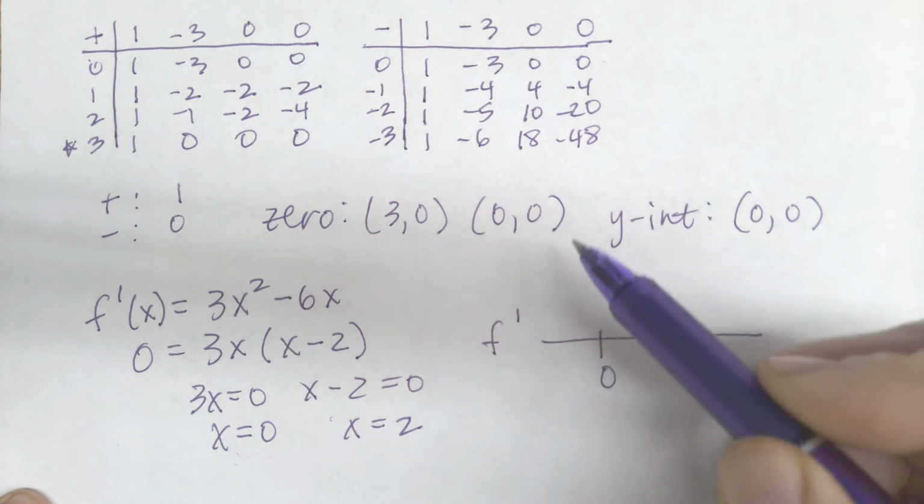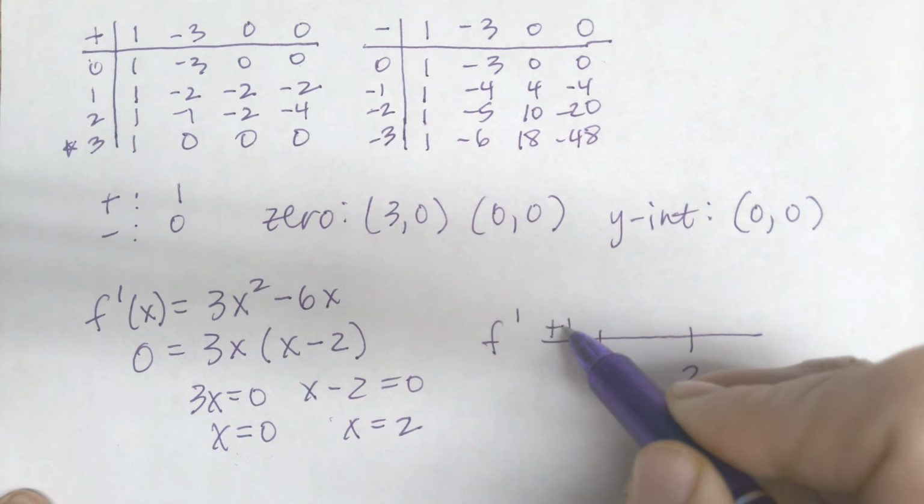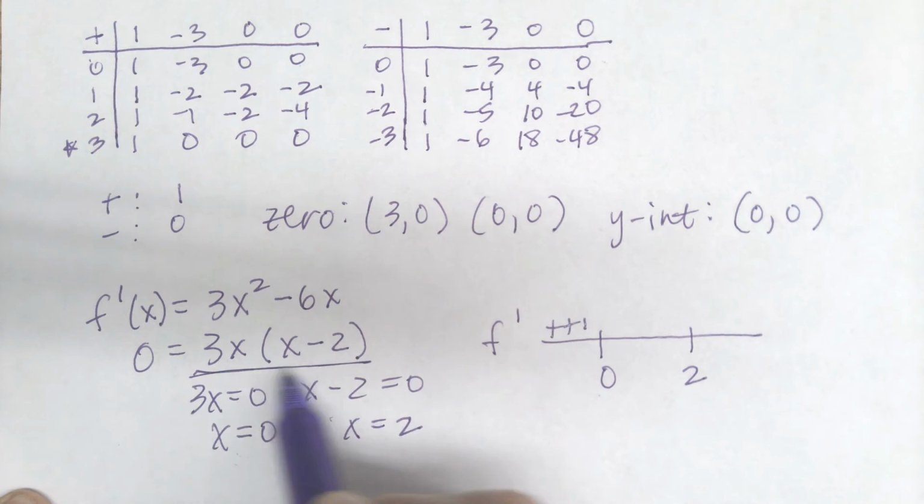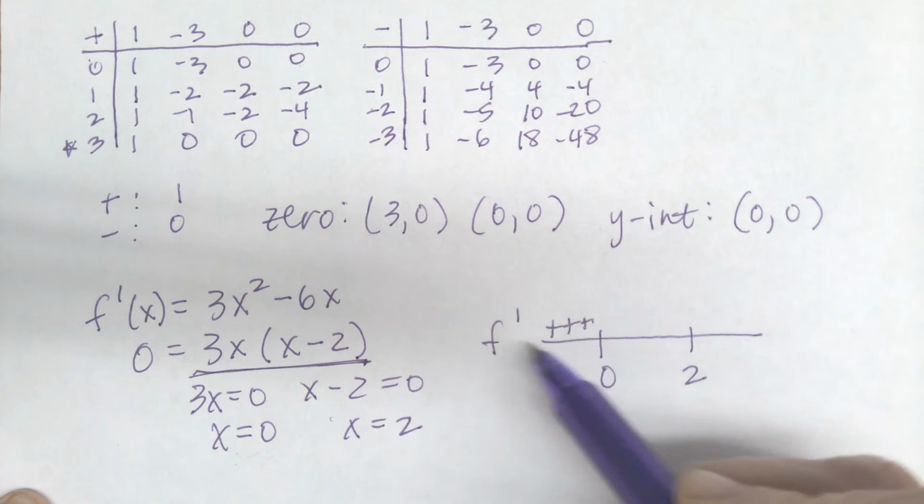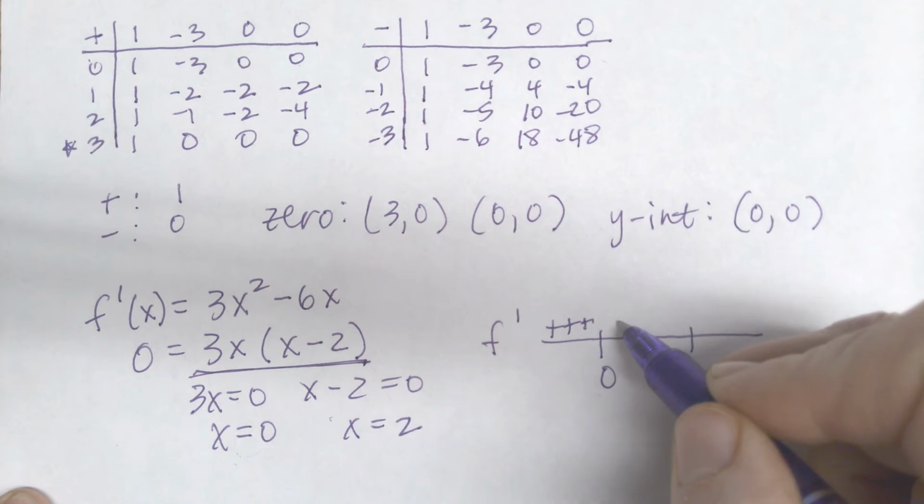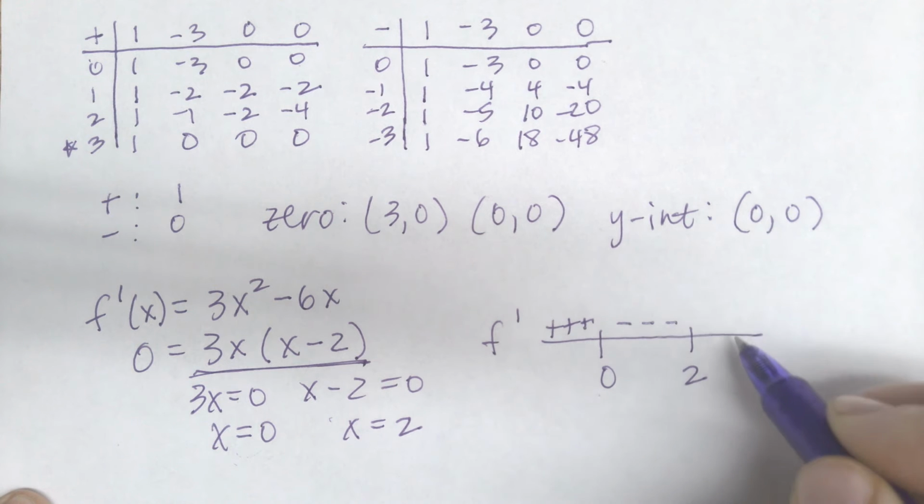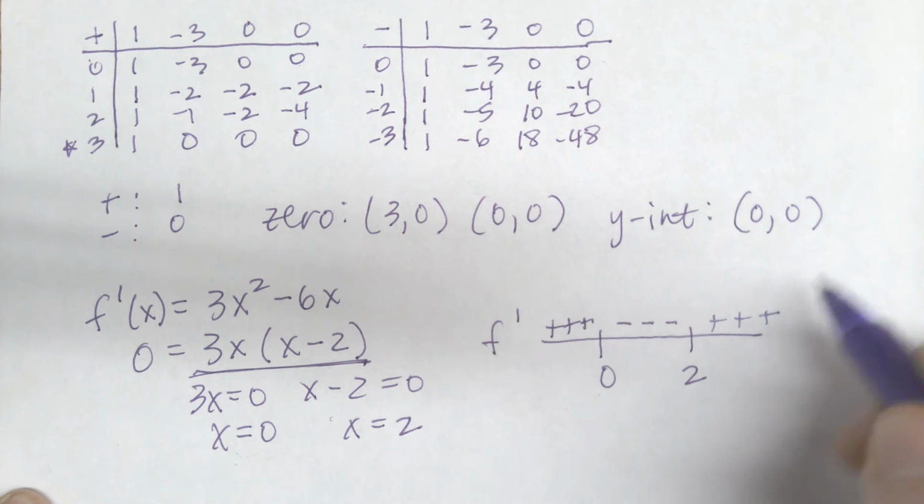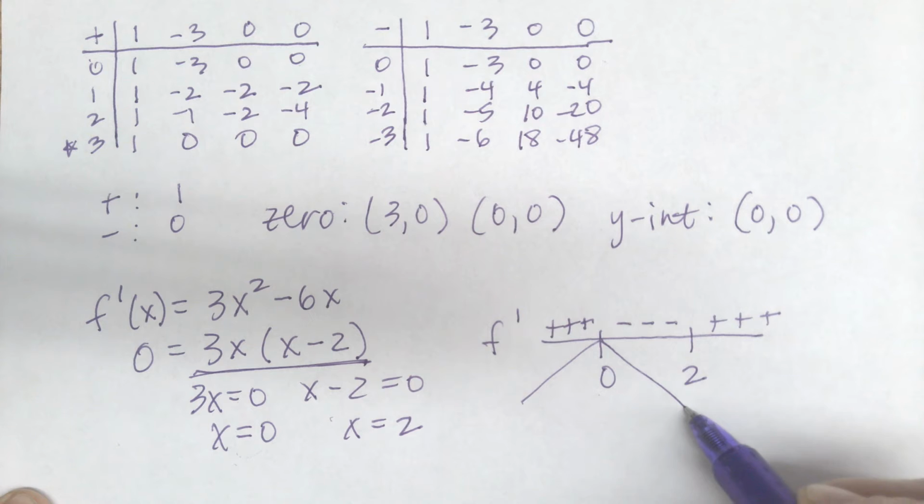So when I do my test points, I am positive. Remember, I'm putting it in right here, so maybe I would choose something like -1, and it'd be a negative times a negative. If I do 1, I'm a positive times a negative. If I do something like 3, I'm a positive times a positive. So I'm increasing, decreasing, increasing.